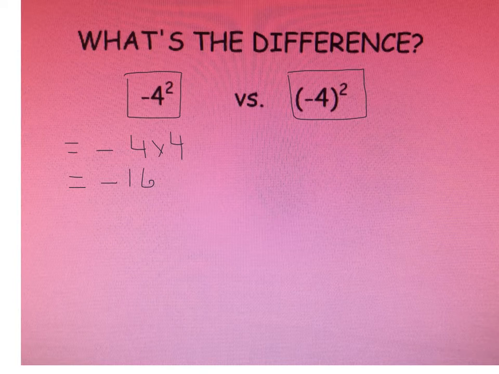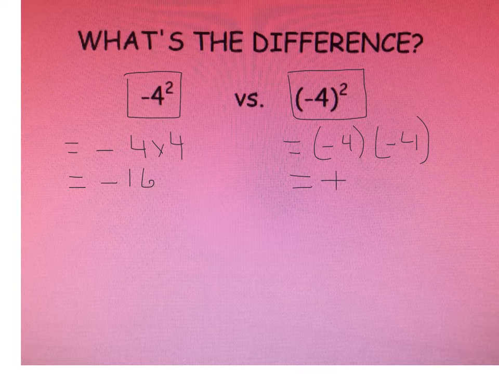On the right side, I have something slightly different. Negative 4 quantity squared, or negative 4 in brackets squared, means negative 4 times negative 4. Now, a negative times a negative is always a positive. Any even number of negatives in a multiplication or division question will always give you a positive answer. And 4 times 4 is, of course, 16.